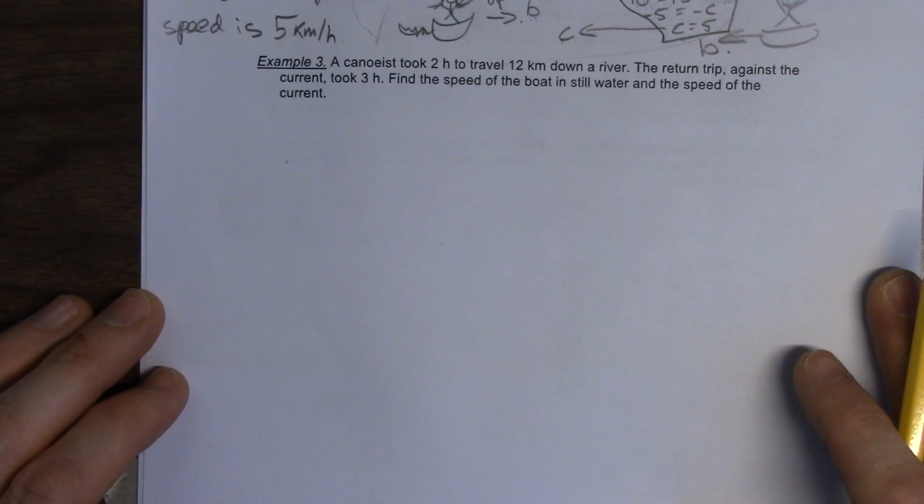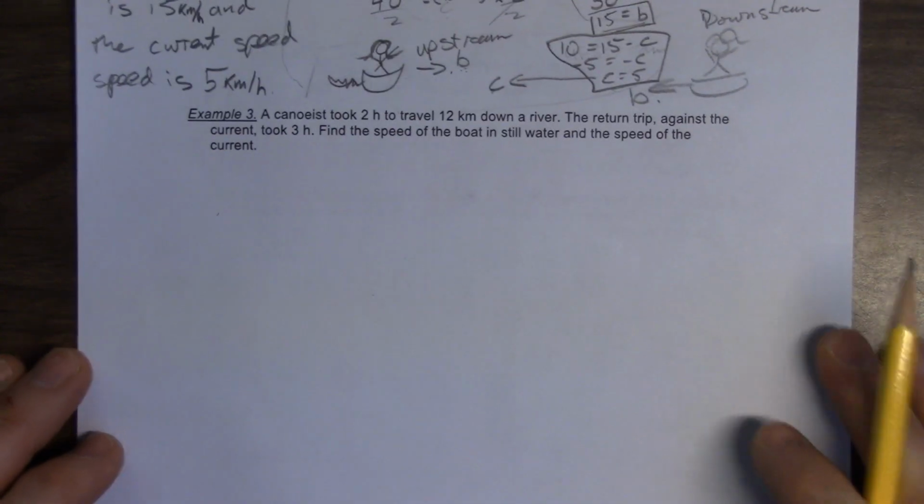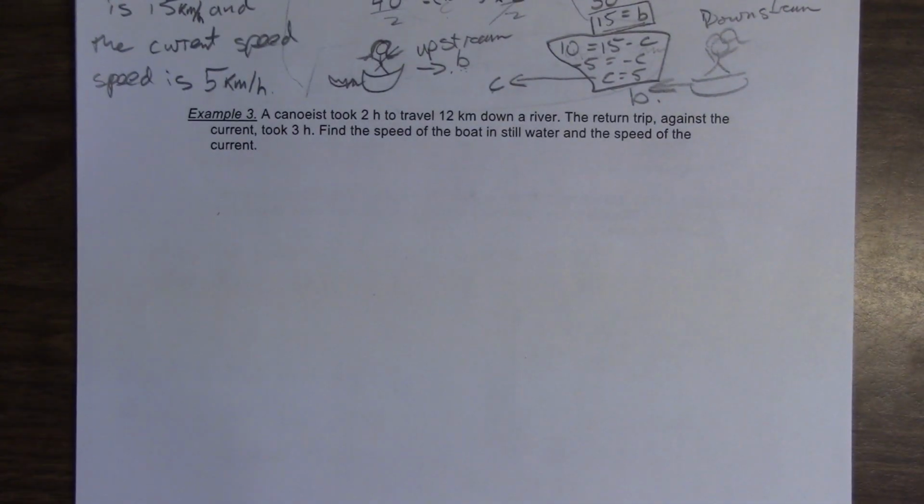It's going to get harder, unfortunately. Example 3. Ooh, another water one. A canoeist took 2 hours to travel 12 kilometers downriver.